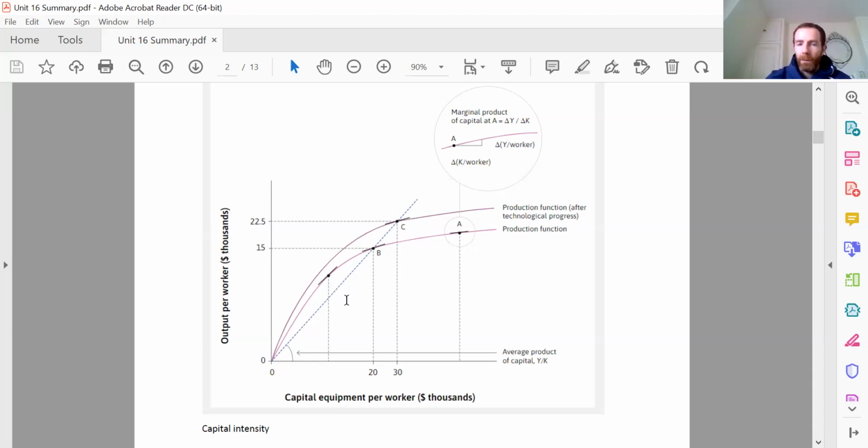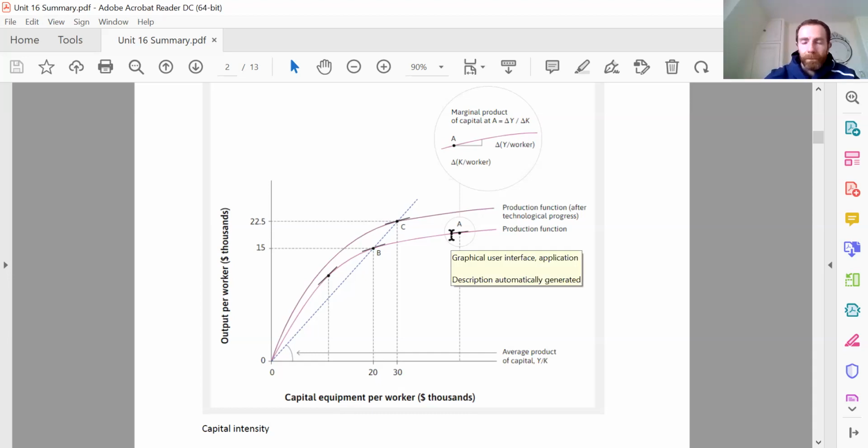But the key thing we see with this new production function is at every level of capital intensity, there is now a greater level of output per worker, right? So the new technology has meant that the capital is being used more productively. So that seems pretty clear. That's the whole idea of new technology, to try and increase the output per worker. And that's what we're seeing here.